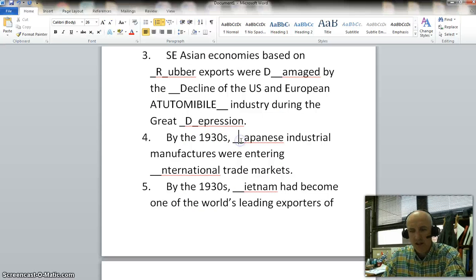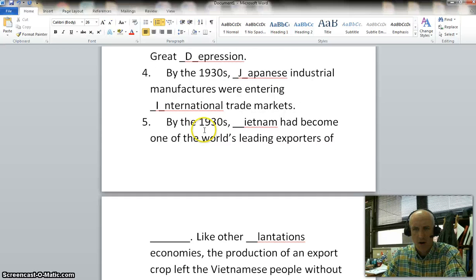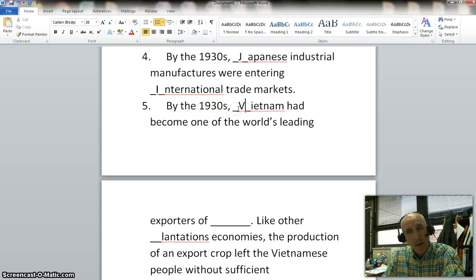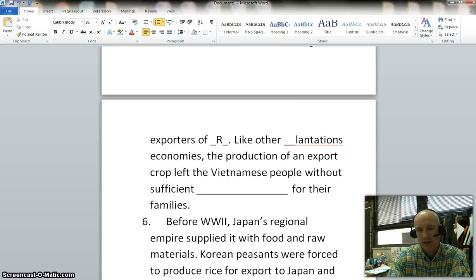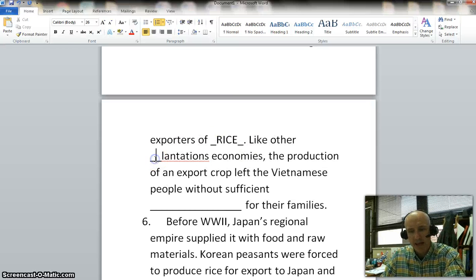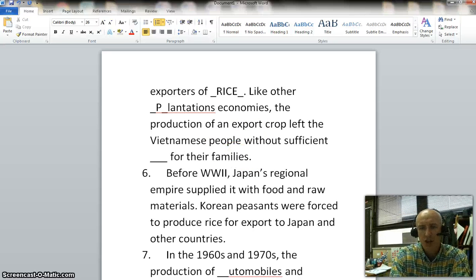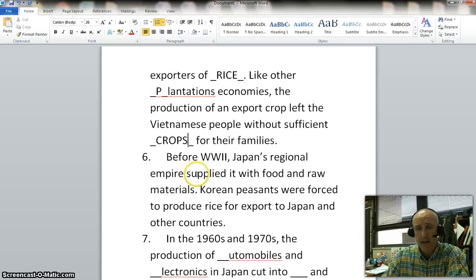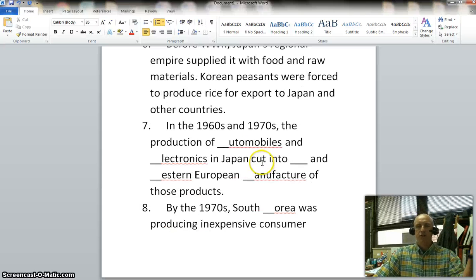By the 1930s, Japanese industrial manufacturers were entering international trade markets. By the 1930s, Vietnam had become one of the world's leading exporters of, I think this is obvious, rice. Like other plantation economies, the production of an export crop left the Vietnamese people without sufficient crops for their families. Before World War II, Japanese regional empires supplied it with food and raw materials. Korean peasants were forced to produce rice for export to Japan and other countries.